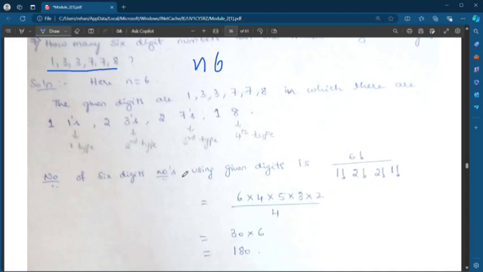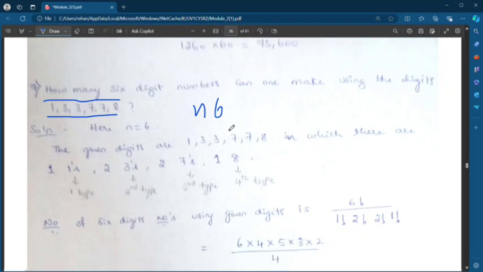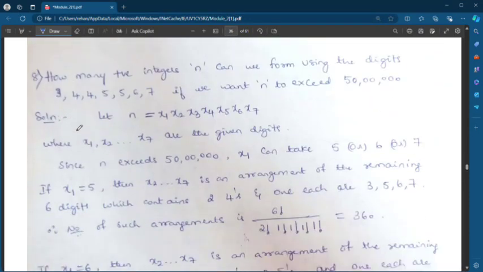So now what I will do, the total number of 6-digit numbers using the given digits is n factorial divided by, now here, 1 is 1 time, 3 is 2 times, so into 2 factorial into 2 factorial into 1. Same as how letters were there, instead of letters only numbers are there. Consider these numbers as letters and just solve in the same way.